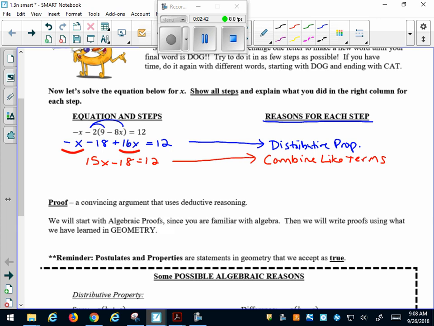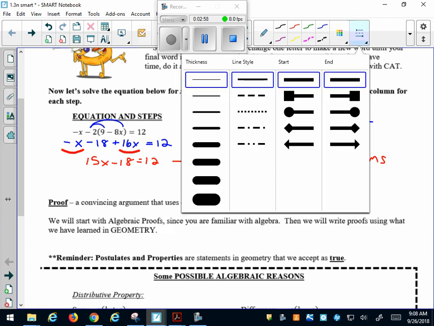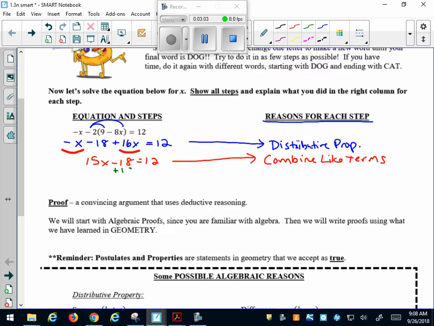All right, so now we have 15x minus 18 equals 12. What are we going to do next if we're trying to get x by itself? Good. Add 18. We're going to think about it as adding 18 to both sides. So add 18 here, add 18 here. We got two sides of this equation. It cancels out here. We're left with 15x equals 12 plus 18 is 30.